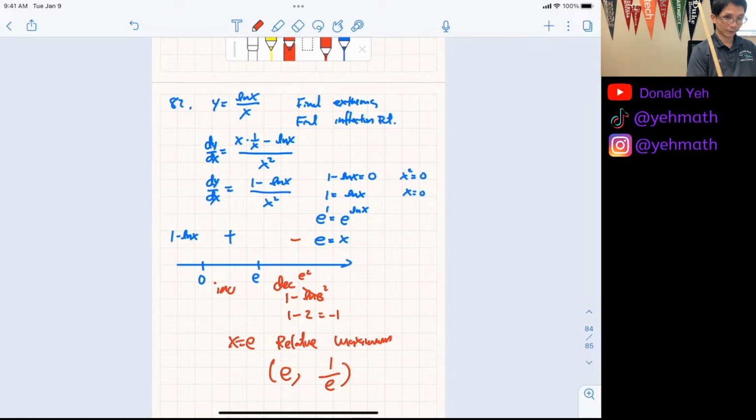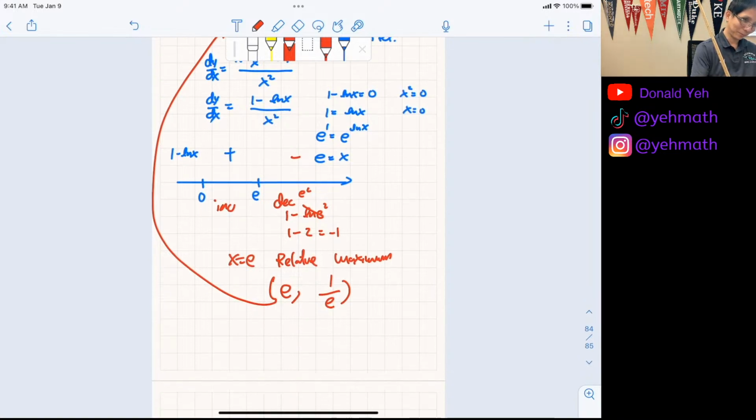Can you repeat that real quick? I plug in e to the original function to get the output. I plug in e. The natural log cancels out, so it's 1, and then the bottom is x, so it's e, so it's 1 over e.